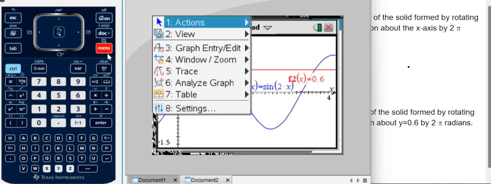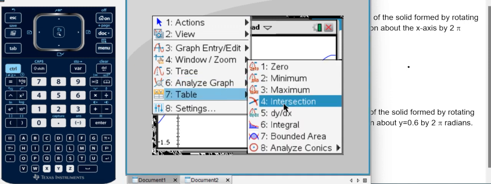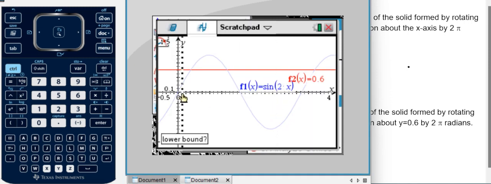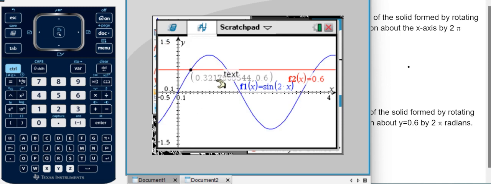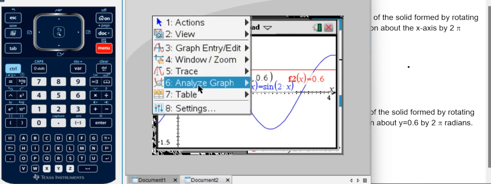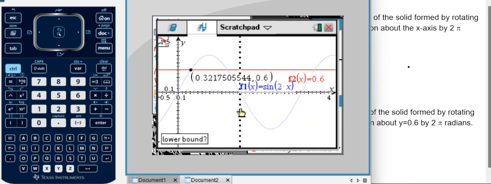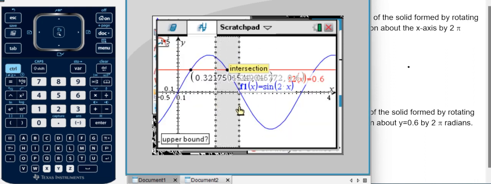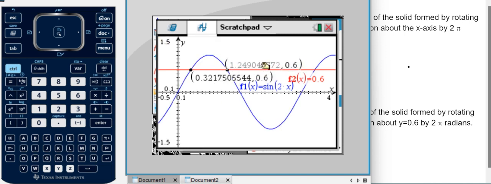So now I go to menu again, analyze the graph and then use 4 for intersection. Go to lower bound, that is before the intersection. So over here like that, and then after that, I'm sorry, let me do this properly. Okay, and then go across. This is one intersection, and then do next graph again, intersection over here, press enter, and then go across the second intersection, move the one on to the top so that it's easier to see.